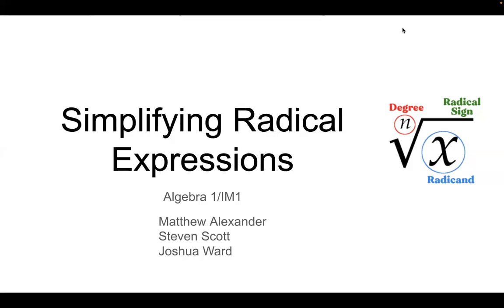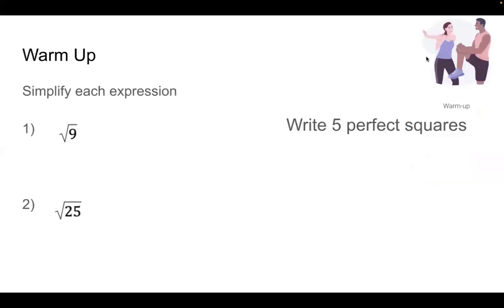Okay. First, we're going to have the class do a warm up. We're going to have you do 3 questions. Numbers 1 and 2, simplify each expression. Number 1 is find the square root of 9. Number 2 is to find the square root of 25. And the third question is to write 5 perfect squares. We are going to give the class some time to do that.